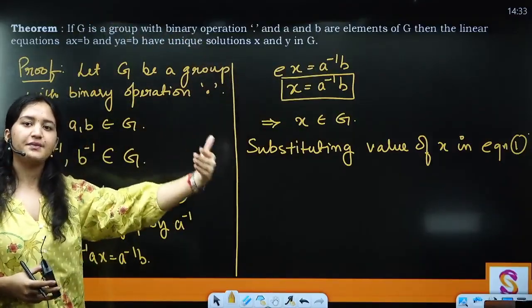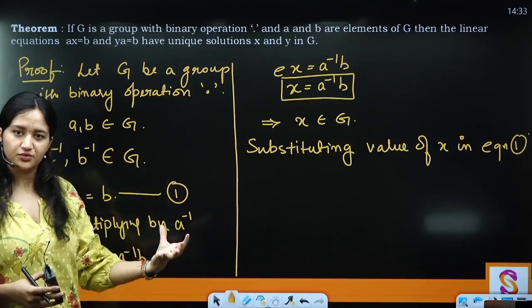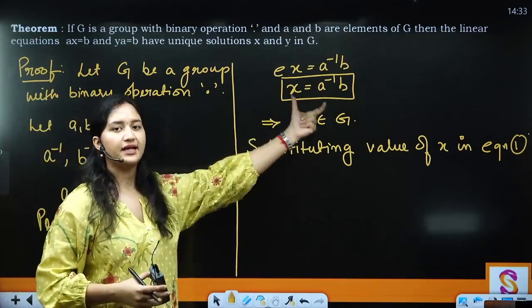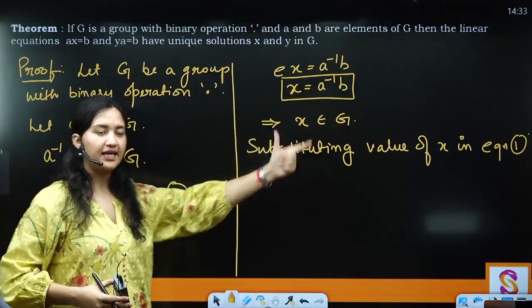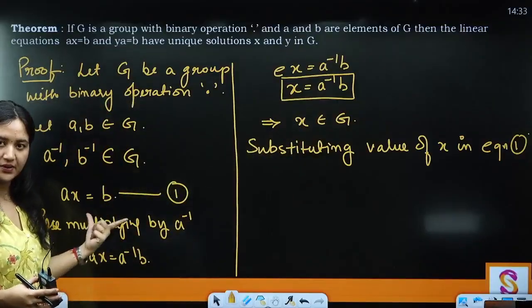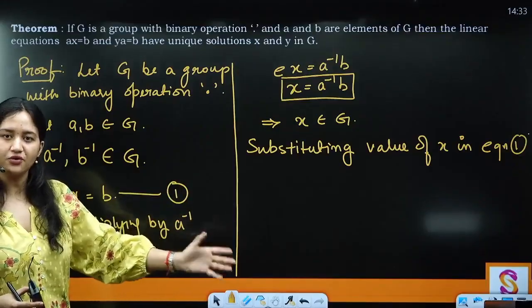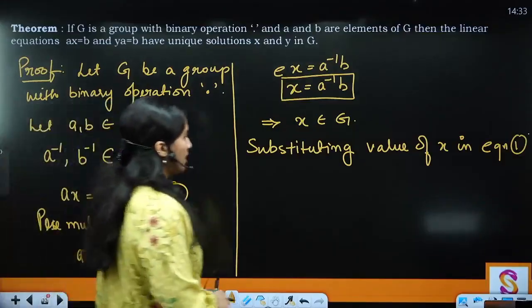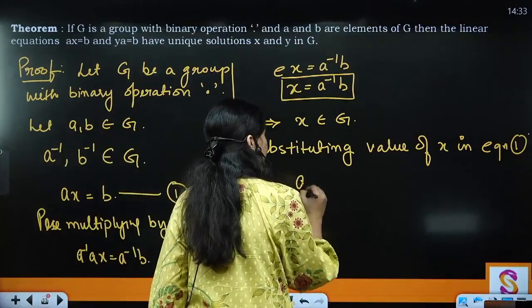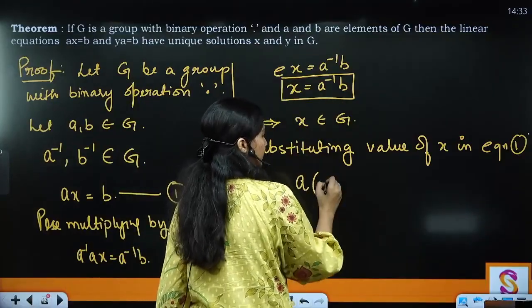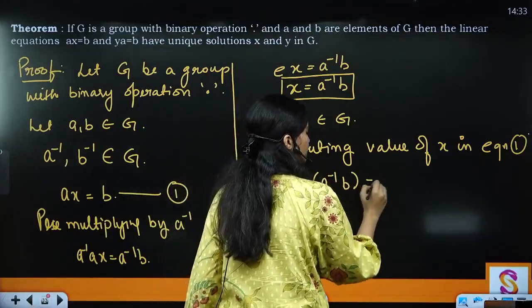So before uniqueness, you are supposed to prove that it is going to be a solution. That is why I have taken out a value of x in terms of A and B, and then I substitute it in the given equation, and it is going to satisfy, and we can say that x is a solution of the given equation, right? So now Ax, what is the value of x? A inverse B equals B.